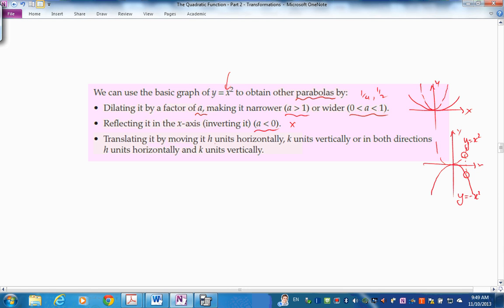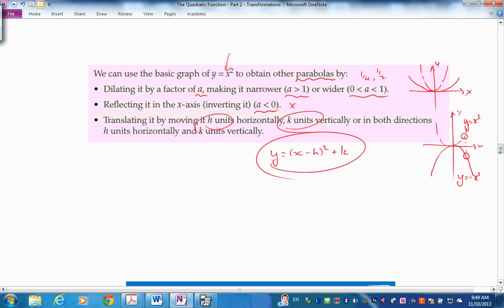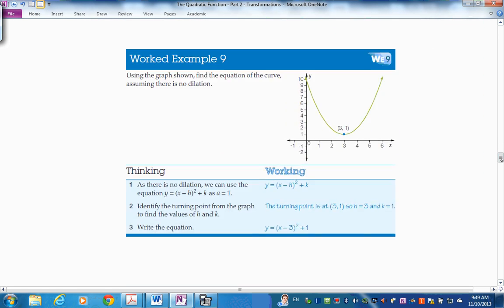Okay, and then of course if we do them all together, h units horizontally and k units vertically, then we're going to get that overall function y equals x take h squared plus k. So we're getting some power into our quadratic function here by taking our parent function y equals x squared and being able to change its shape or transform it into a different looking function. Okay, let's go down and have a look at some more here.